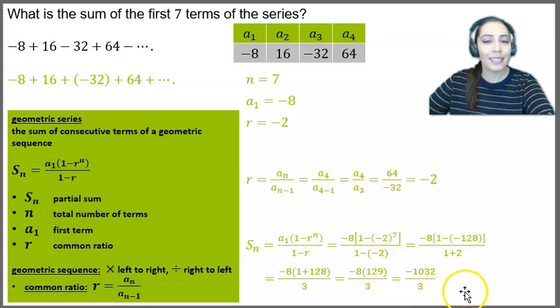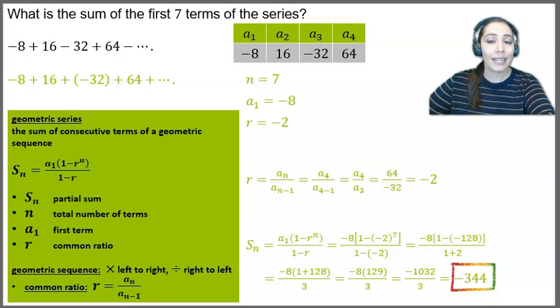-8 times 129 is -1032. That divided by 3 is -344. So if we were to add up the first 7 terms of this series, we could have got -344. Again, you could have used this common ratio of -2, take 64 times -2, get a sub 5, multiply it by -2, get a sub 6, and so on, and then add up all 7 terms.